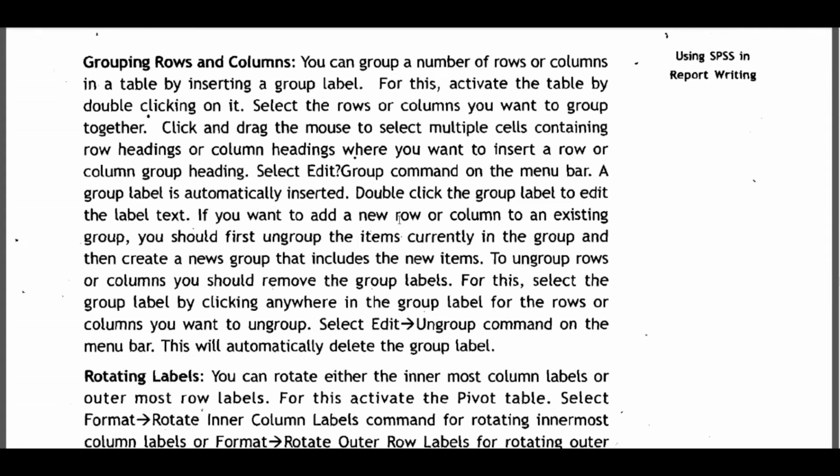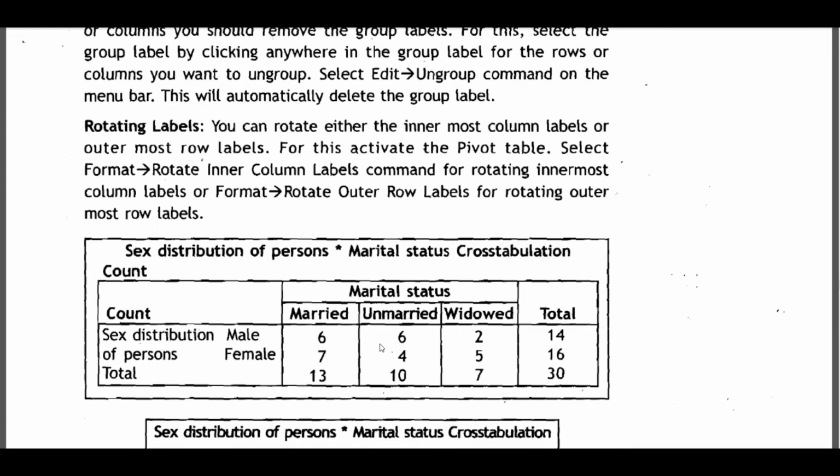If you want to add a new row or column to an existing group, you should first ungroup the items currently in the group and then create a new group that includes the new items. To ungroup the rows or columns, you should remove the group labels. For this, select the group label by clicking anywhere in the group label for the rows or columns you want to ungroup. Select the edit ungroup command on the menu bar. This will automatically delete the group label.